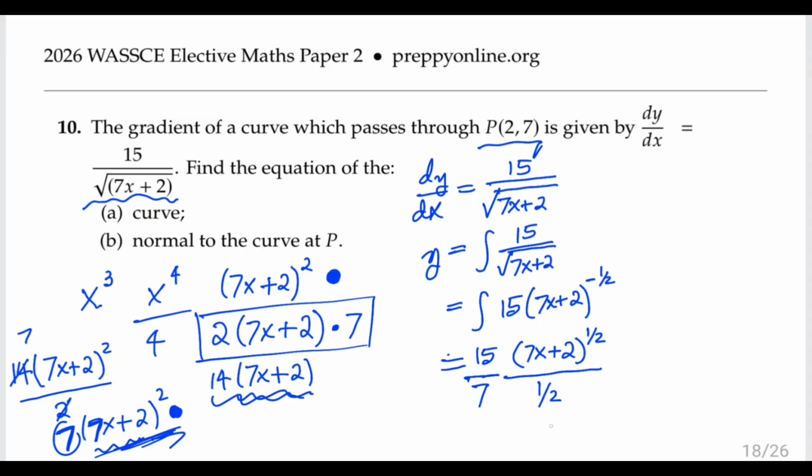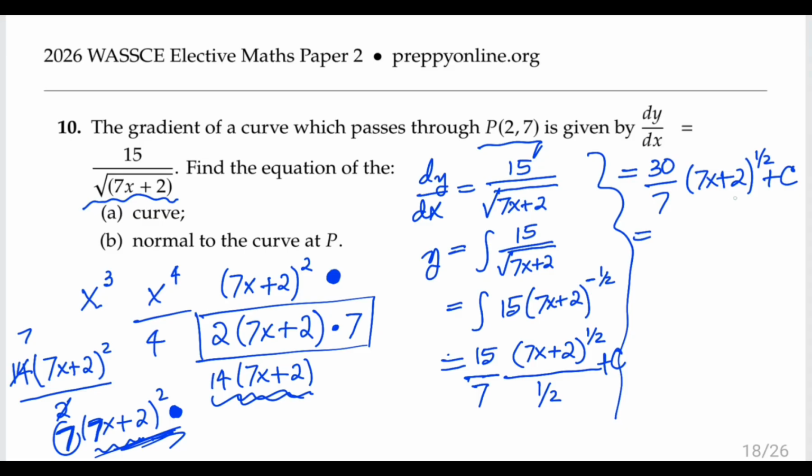All right, so we simplify. What do we get when we simplify? This is going to be equal to 30 over 7 times (7x + 2) to the power half. And I should add plus c here, the constant of integration. So this is going to be 30 over 7 times the square root of (7x + 2), and then plus c.